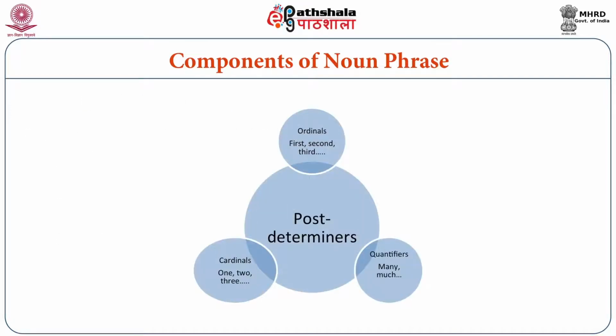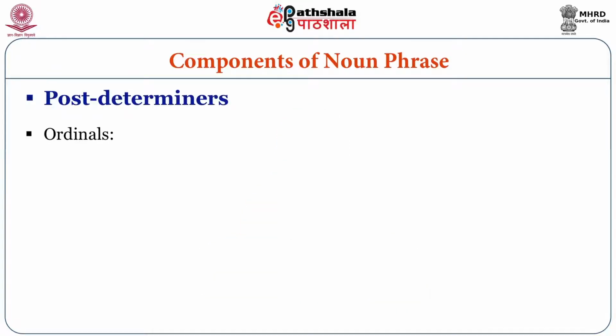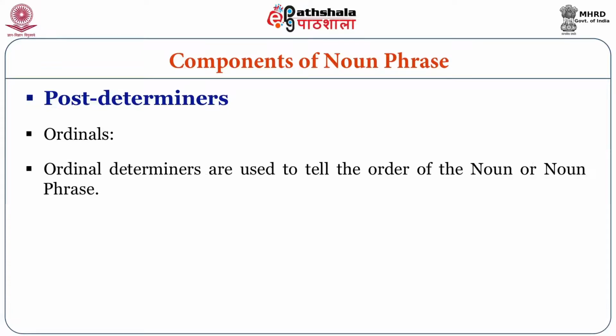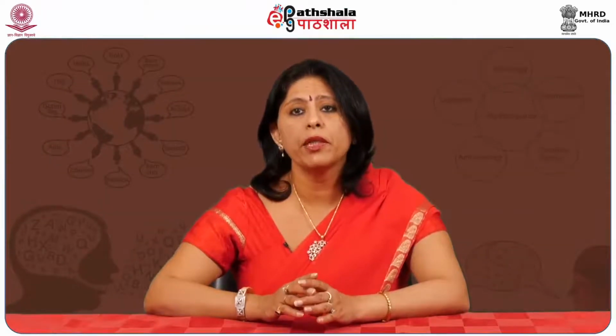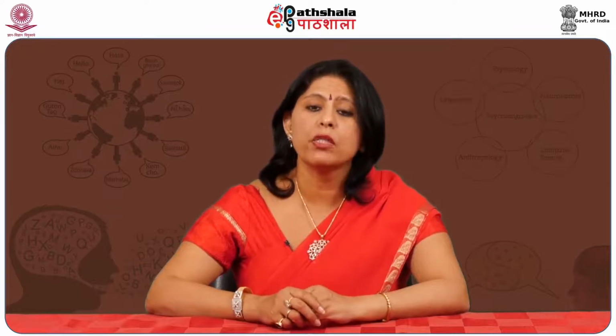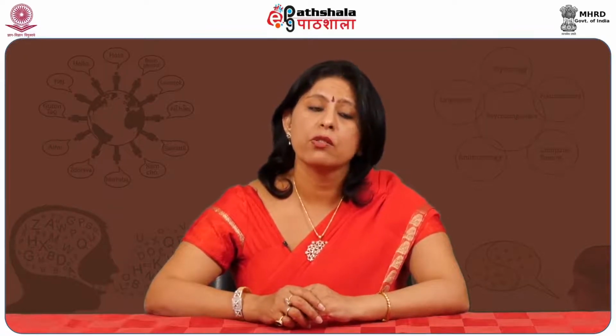Post determiners are also of three types: ordinals, cardinals, and quantifiers. It is clear from this particular diagram. Ordinal determiners are used to tell the order of the noun or the noun phrase. They tell us the level or position in a group. All those last boys are going out of the school. Here "those" is the central determiner, "all" is the predeterminer, and "last" is the post determiner.